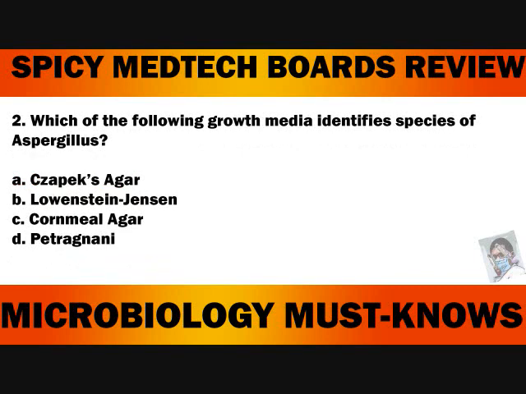Number 2. Which of the following growth media identifies species of Aspergillus? A. Czapek agar, B. Lowenstein-Jensen, C. Cornmeal agar, or D. Petragnani. The answer is letter A, Czapek agar. Czapek-Dox agar was developed by Friedrich Czapek and Arthur Dox for the growth of Aspergillus. Letters B and D are for the growth of Mycobacterium, and C, cornmeal agar, is used for the growth of Candida albicans.